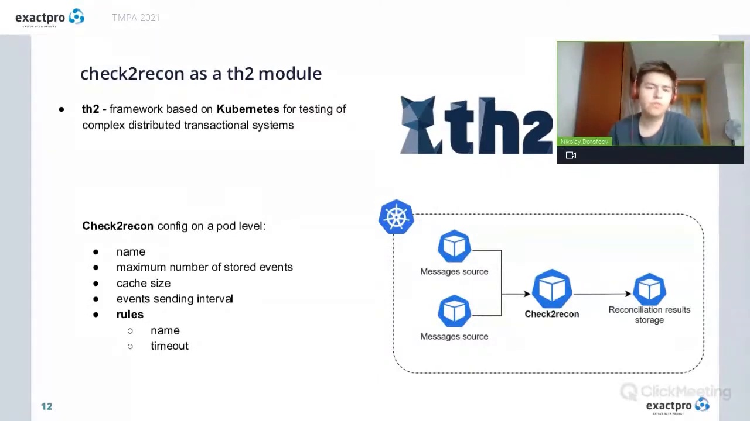The Check2Recon box consumes several event streams and compares messages in order to detect discrepancies in the data. In addition, Check2Recon can mark up the messages with notes signaling potential problems. Before use, Check2Recon should be configured according to our purposes. We remember that a th2 box is also a Kubernetes pod, so the pod's config contains some technical information such as the maximum number of stored events, cache size, and event sizing interval.